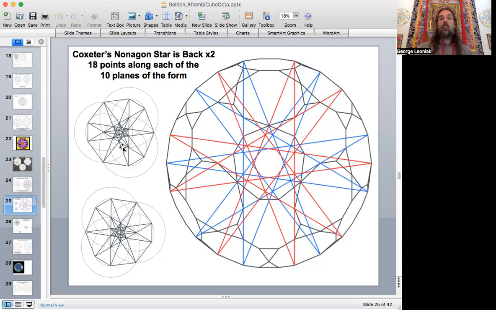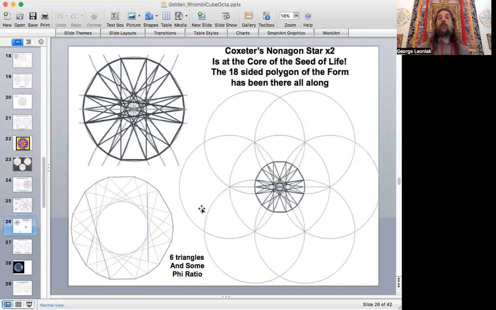And these two stars I just drew here in a different technique, which was cool, to only draw it with 6 circles here in golden proportion. Those two are superimposed on one another, and they are now inside the core of the form, basically, on 10 planes, which was really awesome to me.